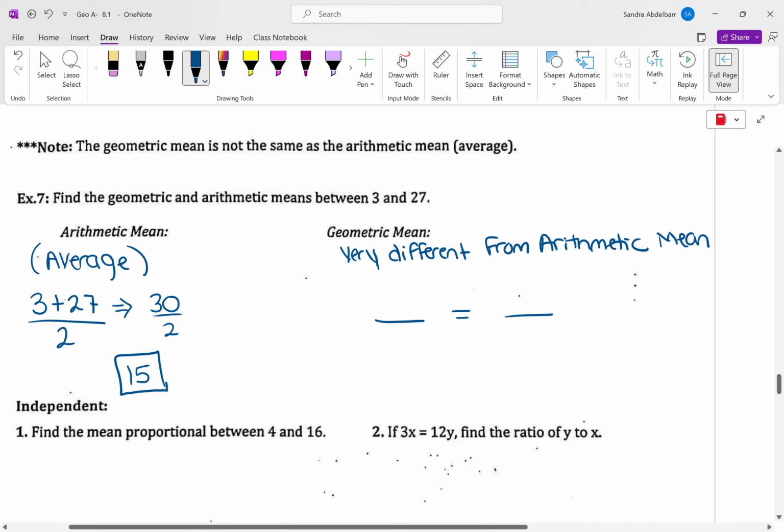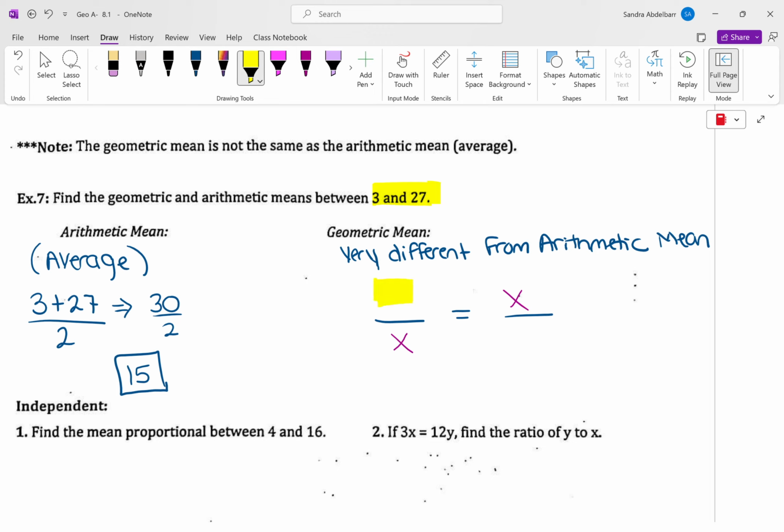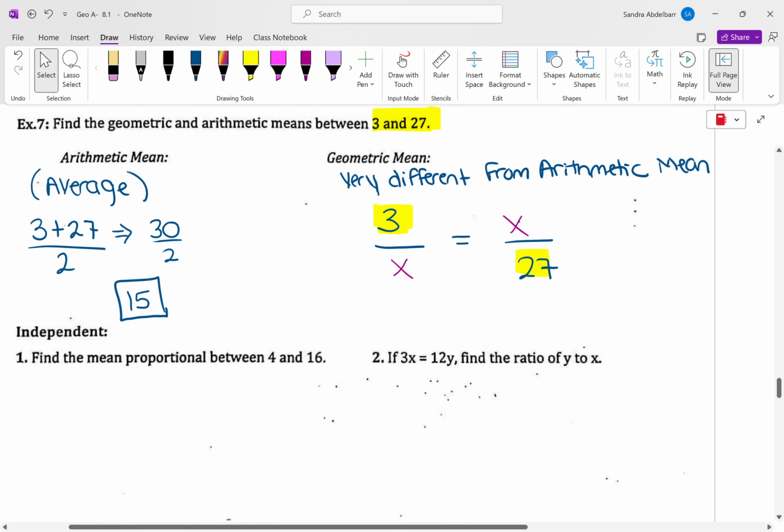So for the geometric mean, what you want to do is set up a proportion. They're asking us for the geometric mean, which tells us that spots 2 and 3 have to have the same number. That's the geometric mean, saying spots 2 and 3 have to have the same number. So the two numbers they give us, 3 and 27, that's what you put in spots 1 and 4. So do 3 and 27.